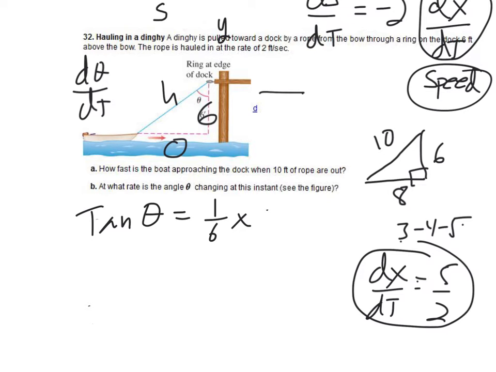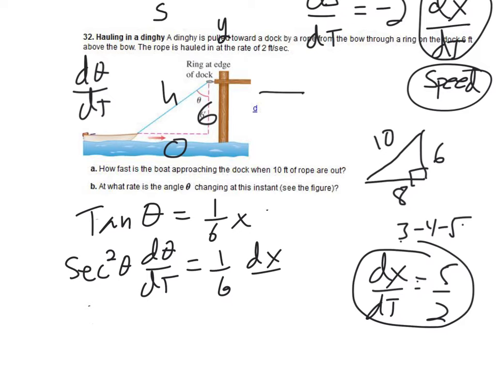So now we're going to take the derivative. The derivative of tangent is secant squared, times d theta dt, and that's the variable we're looking for, right? And the derivative of 1/6 x is 1/6 times dx dt. Of course, we have dx dt from before. I'm looking at the answer and writing in dx dt. And so we can do a little bit of solving here.